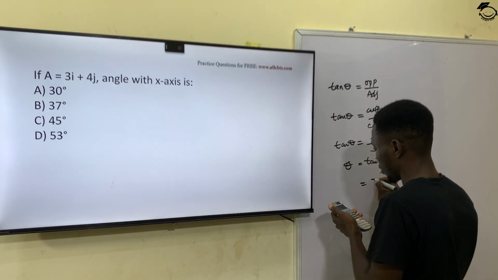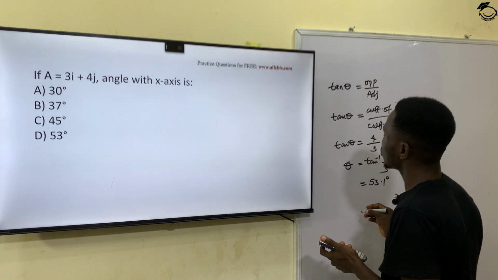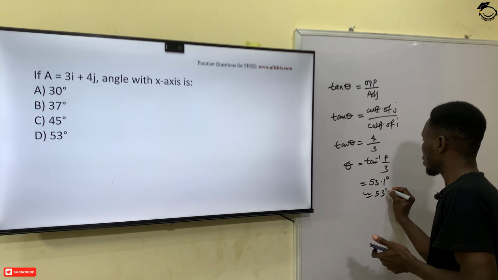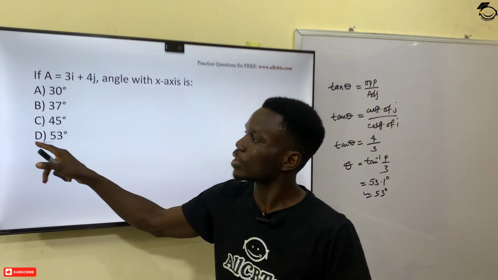That will give me 53.1 degrees. Looking at our options, there's no decimal point, so it means it's approximately 53 degrees. So the correct answer to this question is option D, which is 53 degrees.